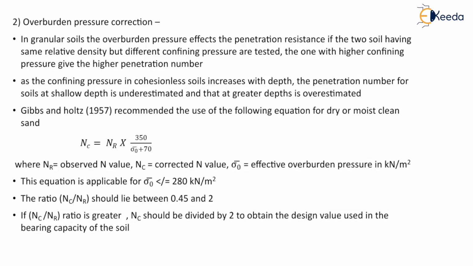That means we have the recorded value NR. Using this recorded value, we will be finding Nc. If the ratio Nc by NR is lying between 0.45 and 2, then that value will be used for designing purpose. But if it is greater than 2, the value obtained will be divided by 2 and it will be used for the design purpose.